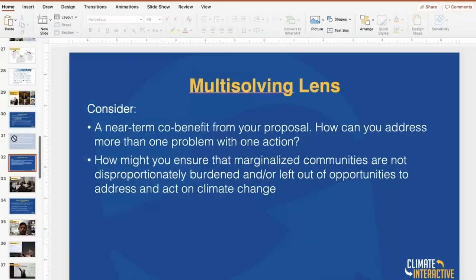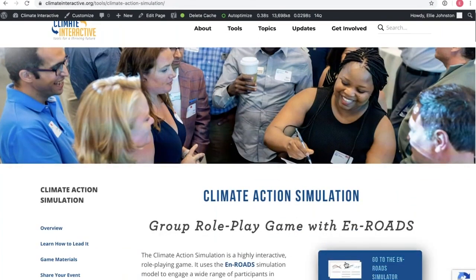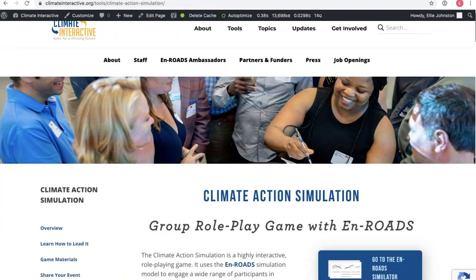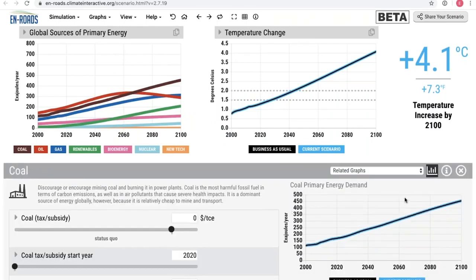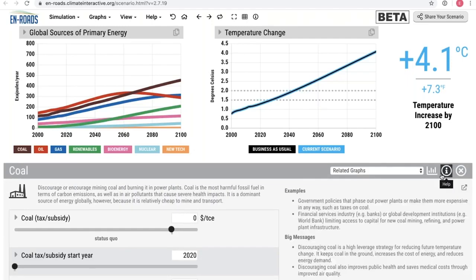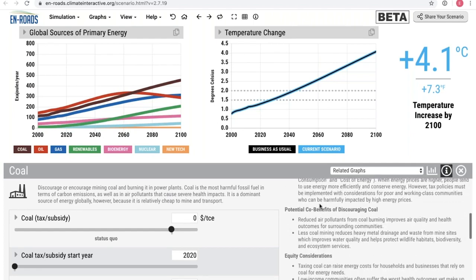And if you yourself are also looking for more ideas on where to learn about co-benefits, we have a few different resources for you. So I'm turning here to the simulator itself. If you click on the 3 dots for any of these different sliders, you'll go into the advanced view, and then you see this I button here with a circle around it. Click on that. And as you scroll through this, we have a section on the potential co-benefits of discouraging coal or of promoting energy efficiency. And we've got a few different highlights there.